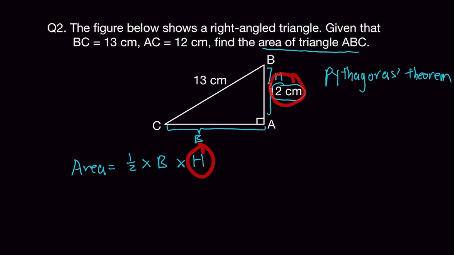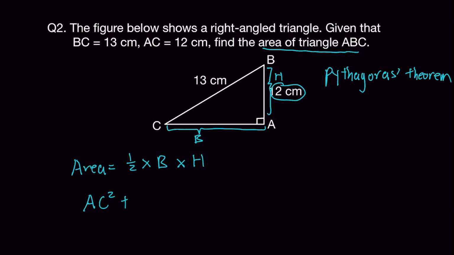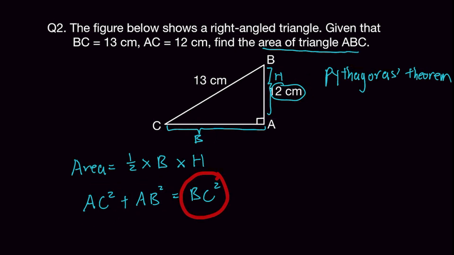But do we have the base? We don't. In order for us to find the base, this is where Pythagoras theorem comes in. Pythagoras theorem states that AC squared plus AB squared will give us BC squared. So Pythagoras theorem is the summation of the squares of the two shorter sides giving us the square of the longest side.